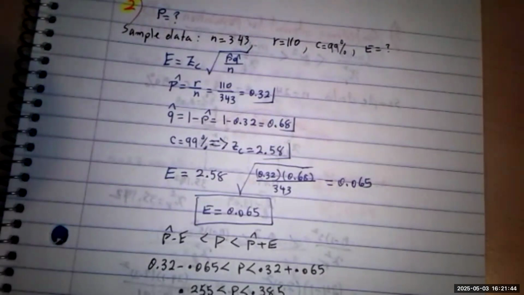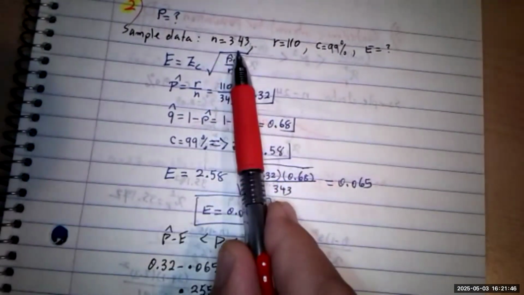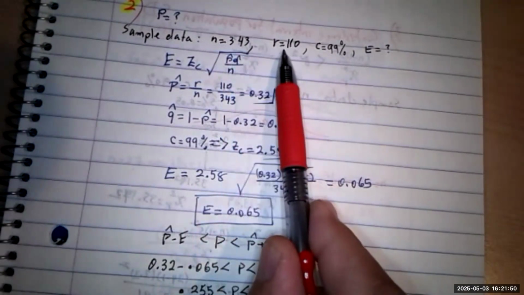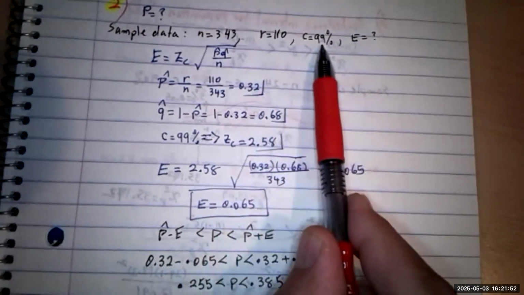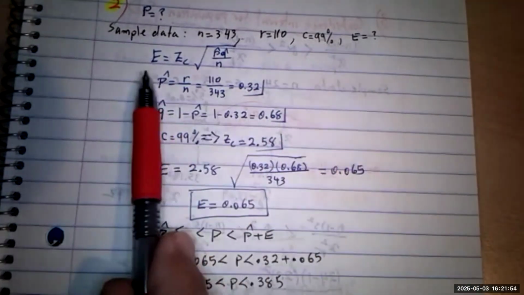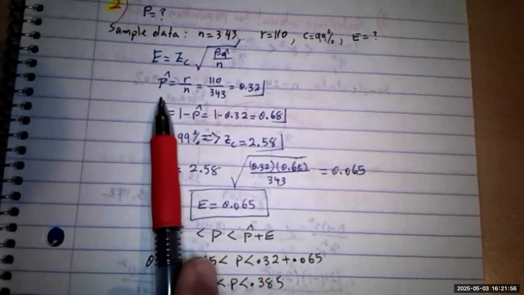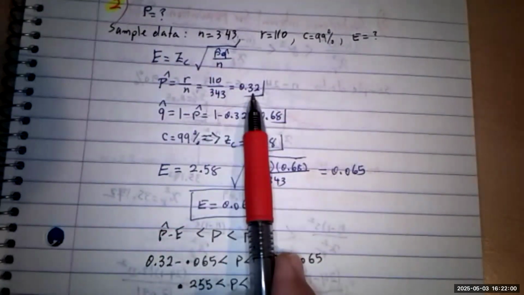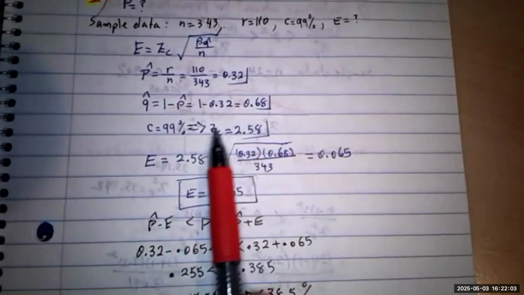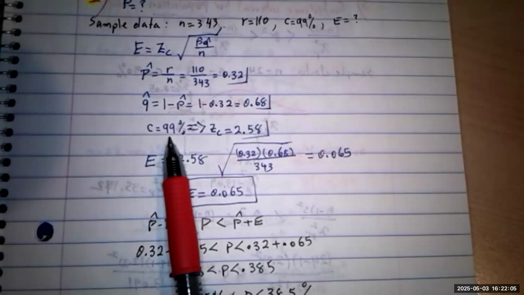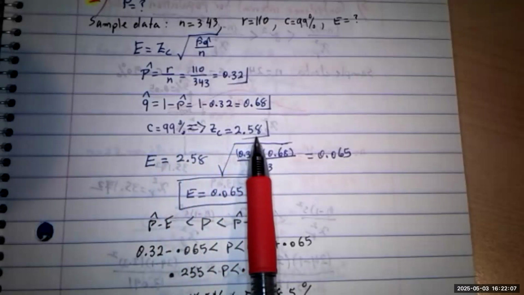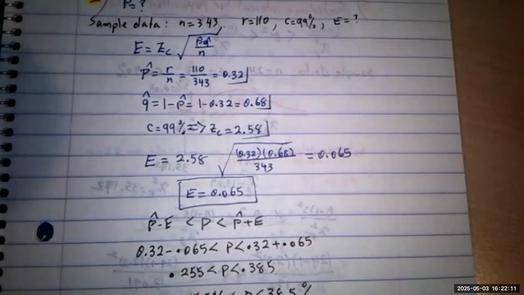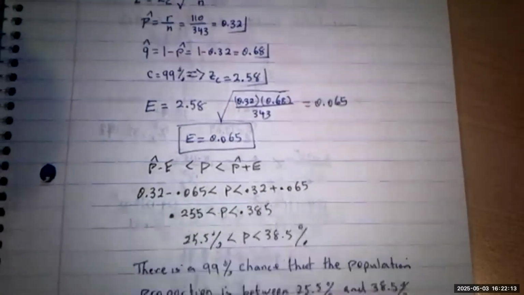So the sample information is this. We survey 343 people, 110 own the car, confidence level 99%. So it's a proportion marginal error. You have to find the p-hat, the portion who owns the car, 0.32, you have the q-hat, C of 99%. You got it from the Z table, 2.58, and you simplified. Your E is going to be similar, 0.065.